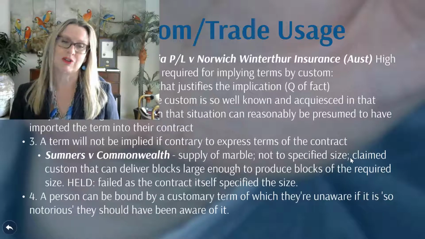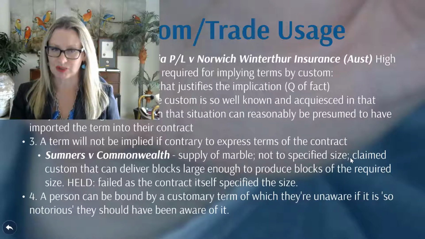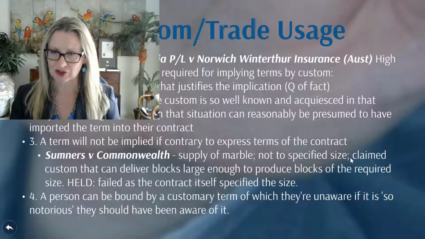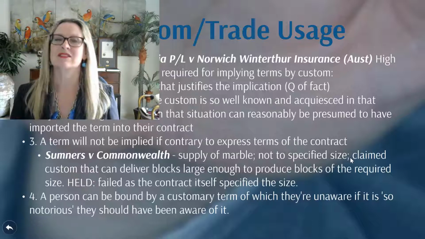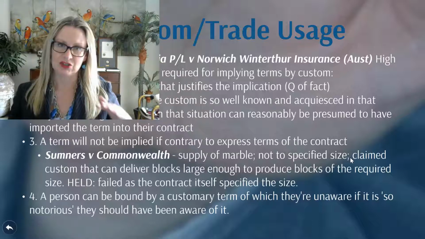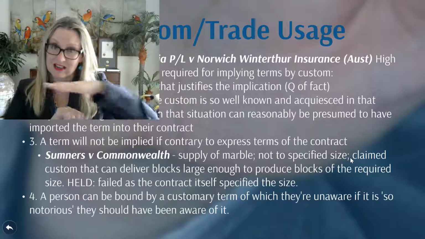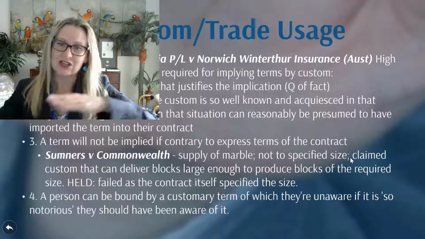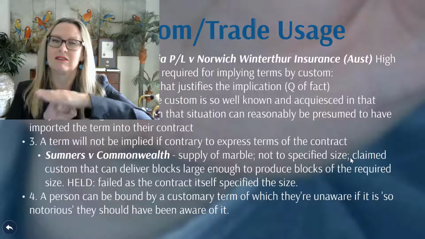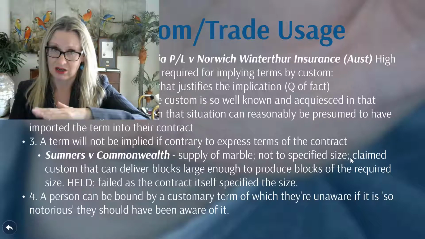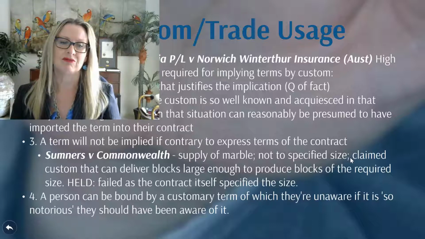Thirdly, the court said that you also have to be able to satisfy the proposition that it is not contrary to any express terms of the contract. Just makes sense, doesn't it? You can't introduce extrinsic evidence of a custom that directly goes against what's being said in the main body of the contract. You can't introduce uncertainty into your contract by trying to imply a customary term. Okay, so one case example in point there is Summers and the Commonwealth.